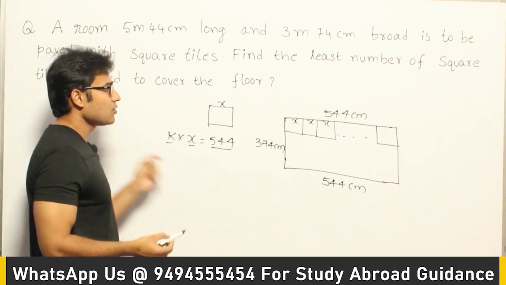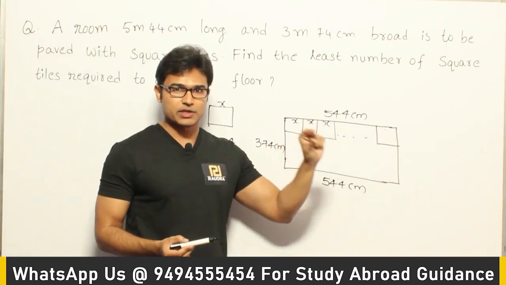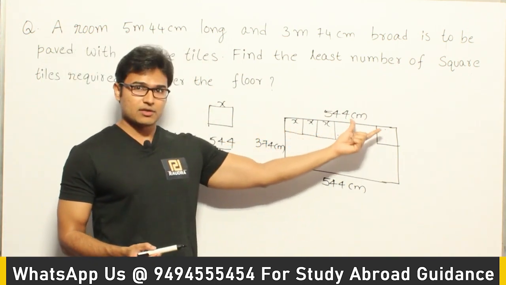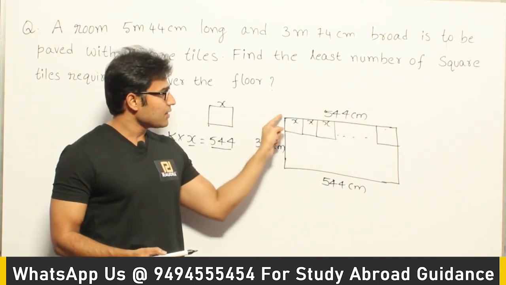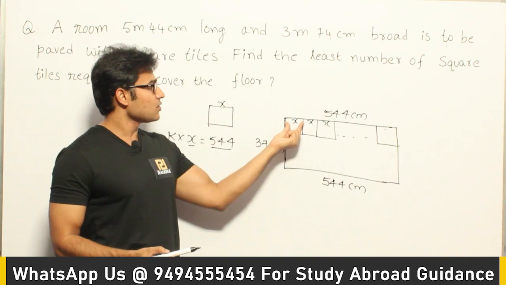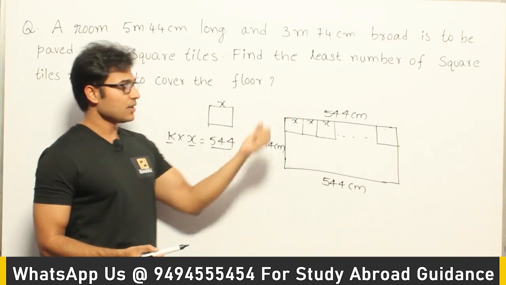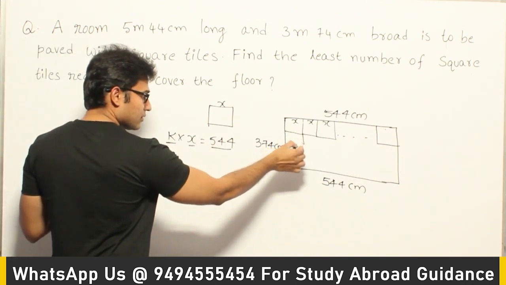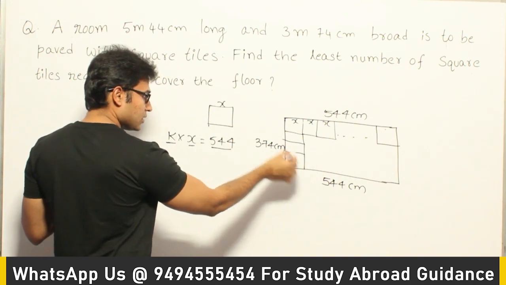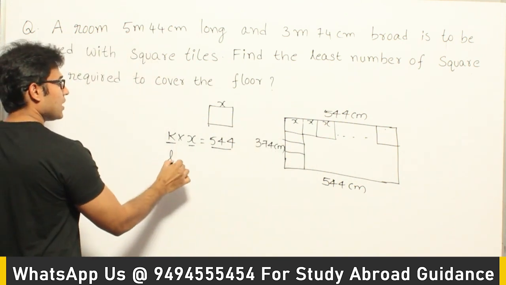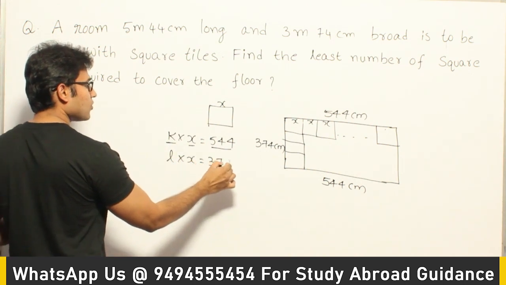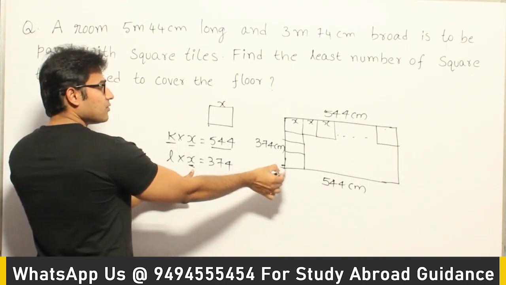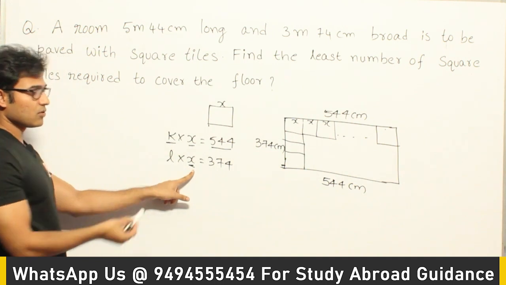Since we are not going to cover the room with any part of a tile, we are going to use the entire tile to cover it. The entire length has to be a multiple of the side of the tile. So k into x has to be equal to 544. Similarly, these tiles are going to cover this 374 as well. So L into x should be equal to 374. Why? If it is not the case, then some part of the breadth will be remaining, which has to be covered by part of a tile, but we are not going to use part of the tiles.